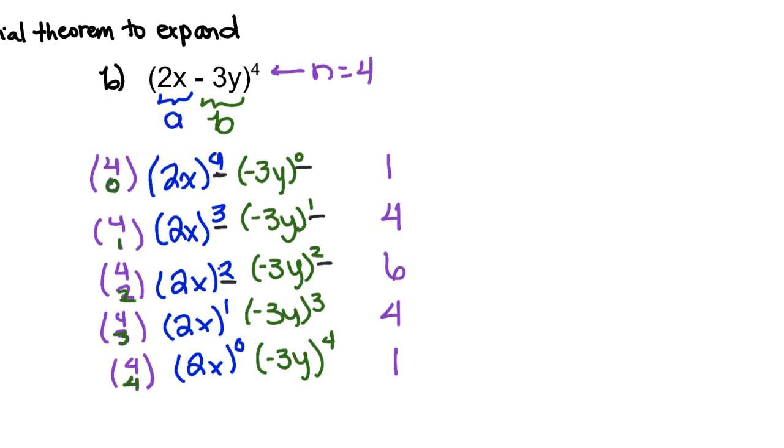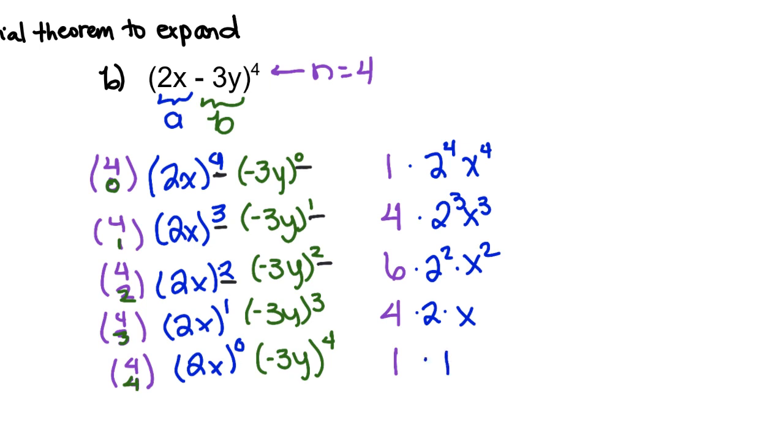Okay, the next thing is now I have 2x to the 4th. Well, when I take 2x to the 4th, I'm raising the 2 to the 4th and the x to the 4th. So I'm going to write that out. 2 to the 4th, x to the 4th. 2 cubed, x cubed. 2 squared, x squared. 2 to the 1st, x to the 1st. Anything to the 0 power is 1.